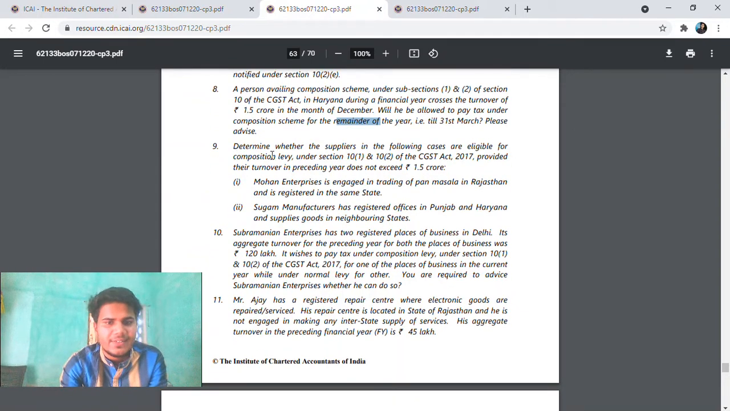Question number 9. Determine whether the suppliers in the following cases are eligible for the composition levy under section 10(1) and 10(2) of the GST Act, provided their turnover in the preceding year does not exceed 1.5 crore rupees. Okay. Mohan Enterprises is engaged in trading of pan masala in Rajasthan and is registered in the same state. So I have already told that some conditions are given to opt for the composite scheme in addition to the aggregate turnover limit. Okay, so pan masala, a person who is the manufacturer of pan masala, tobacco, ice cream is not eligible for the composite scheme. Okay.